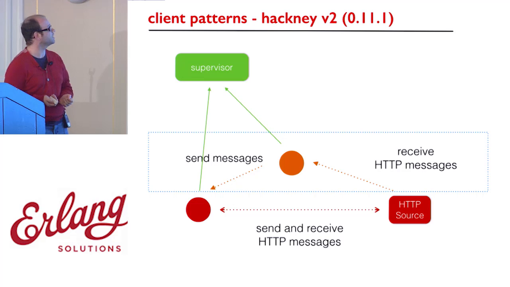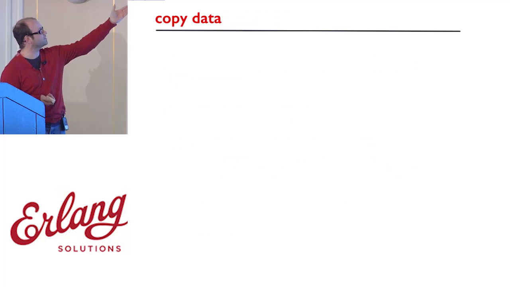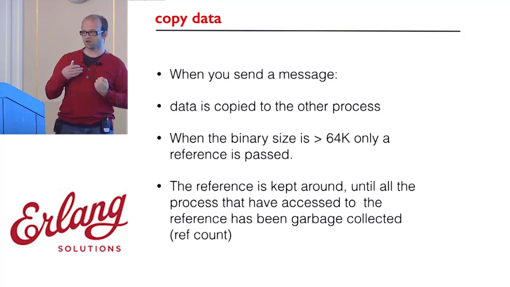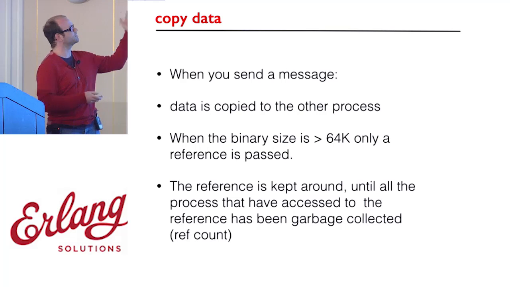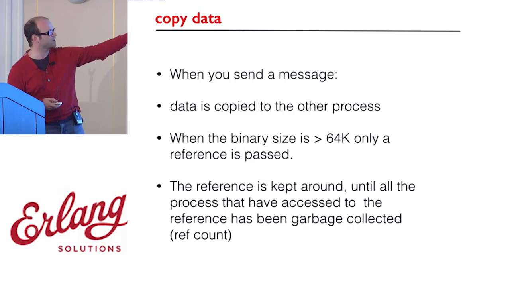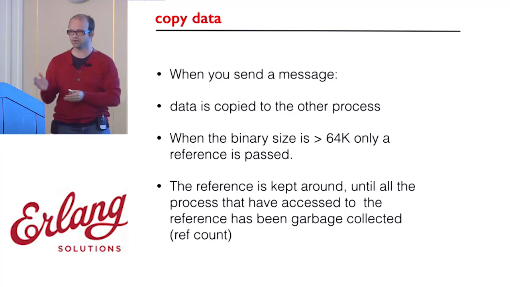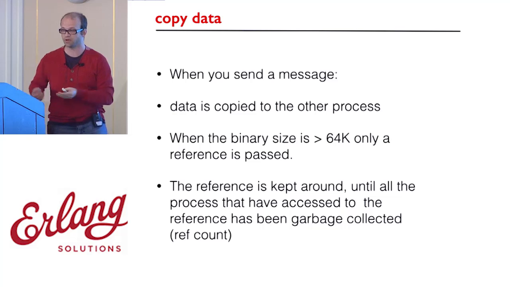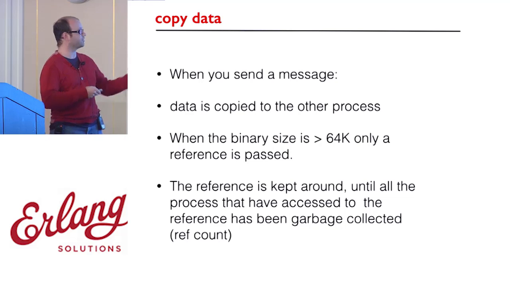So let's see. What happens when you are sending a message to your process is that you are copying data from one process to another. You are not copying data if your binary size is greater than 64 kilobytes. You are only passing a reference, and then your binary is stored on another memory allocator, which can be mmap or malloc, and the reference is kept around.